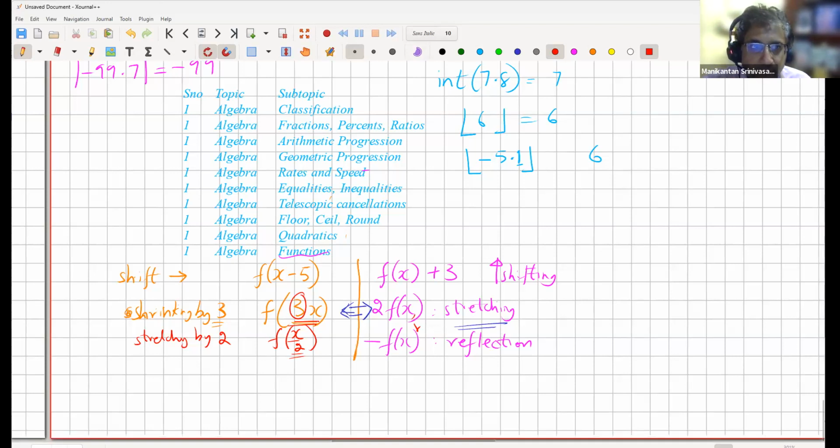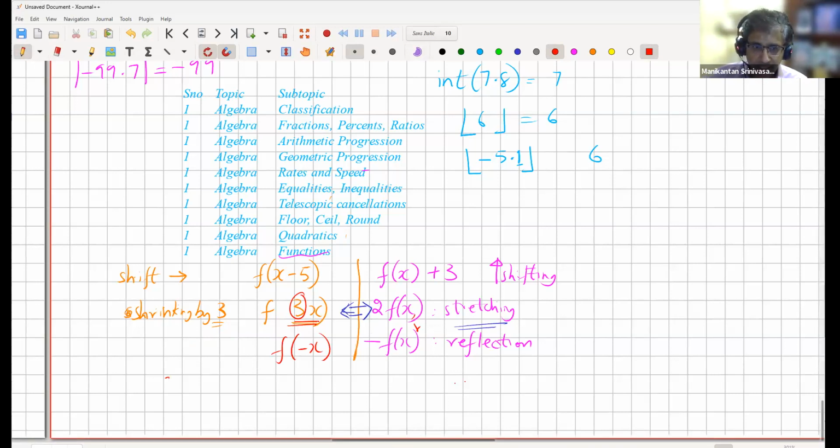Okay, and the equivalent of minus f of x is f of minus x, right? f of minus x is reflection horizontally. So what is to the right has come to the left, what is to the left has come to the right, right? And you can have a series of translations, right?